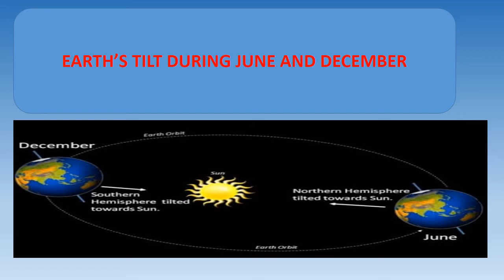Now if you see here, this is actually the position of the earth in the month of June and December, because the earth is revolving around the sun. So this is the position of the earth in the month of June, and this is the position of the earth in the month of December.